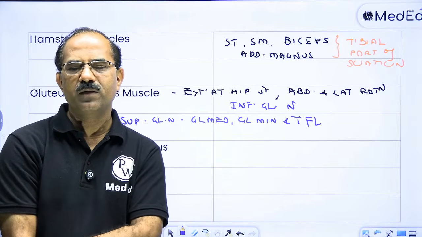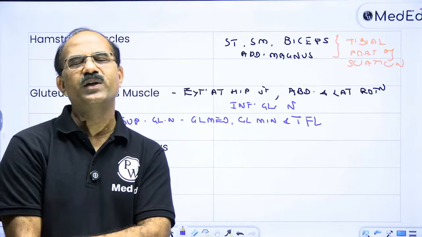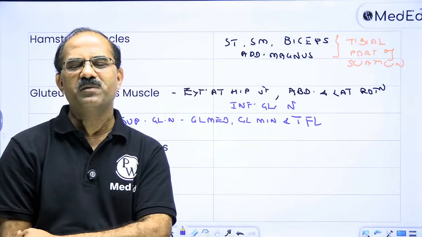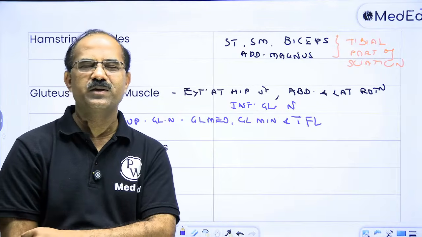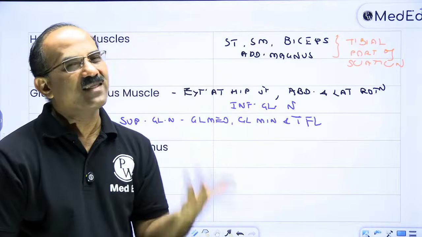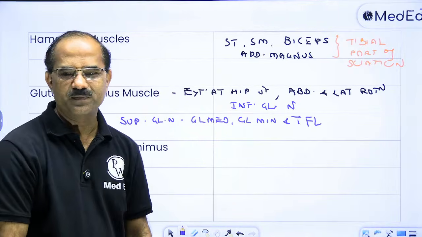Tell me the action of minimus in internal rotation. Yes, very good. Excellent. The action of minimus is medial rotation. Yes, specialist. So the superior gluteal nerve supplies the gluteus medius, minimus, and the tensor fascia lata. Perfect.